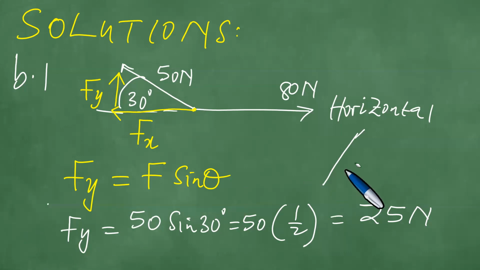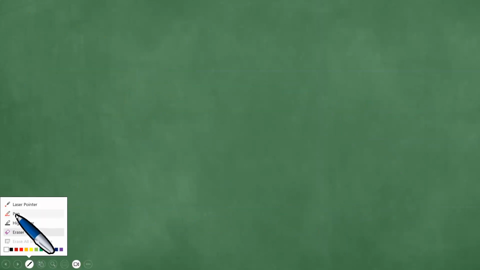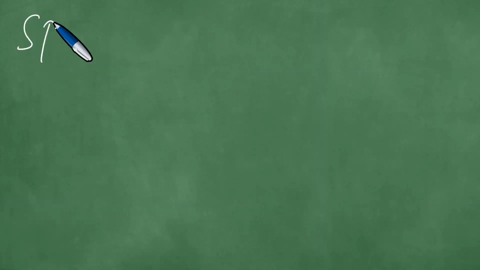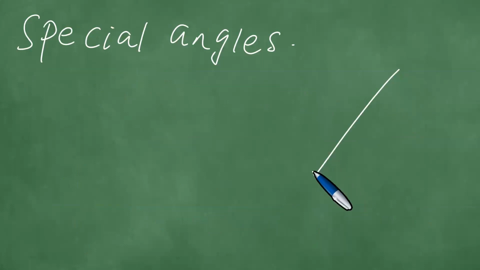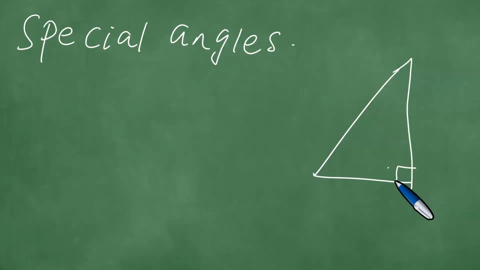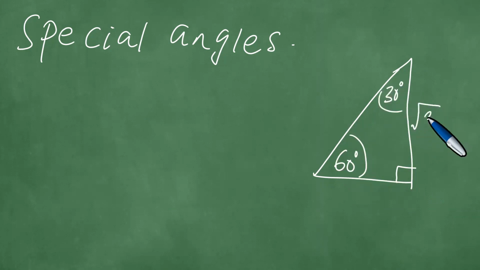Let me proceed on the next slide. For example, just something to recall about the special angles. What are the special angles? If you have this triangle, if this angle is 60 degrees, this one is 30 degrees, this side is going to be the square root of 3, 1, 2.